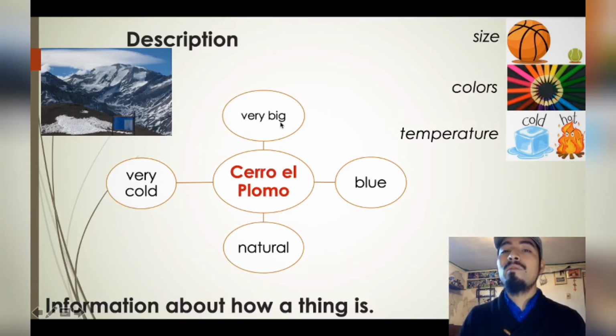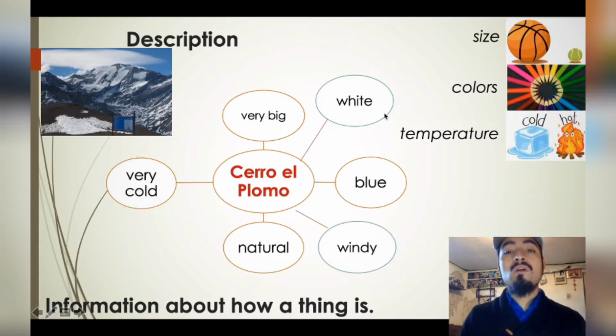For example, I can say that it is very big, talking about the size. I can say it's blue, that is related to the colors. And also I can say that it's very cold if I want to say something about the temperature. Also, I can say more things about Cerro Plomo. I can say that it is natural, that it is white, and also that it is windy.